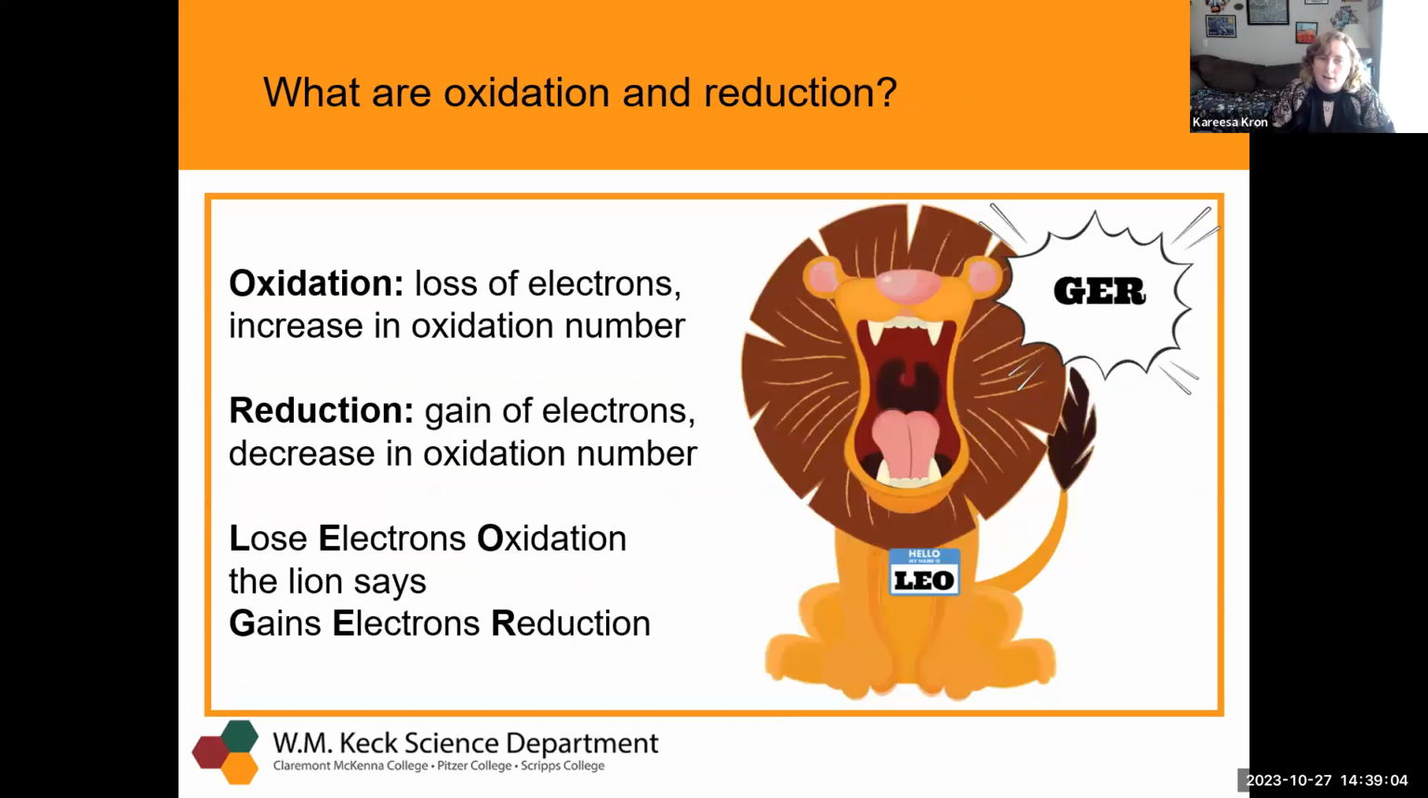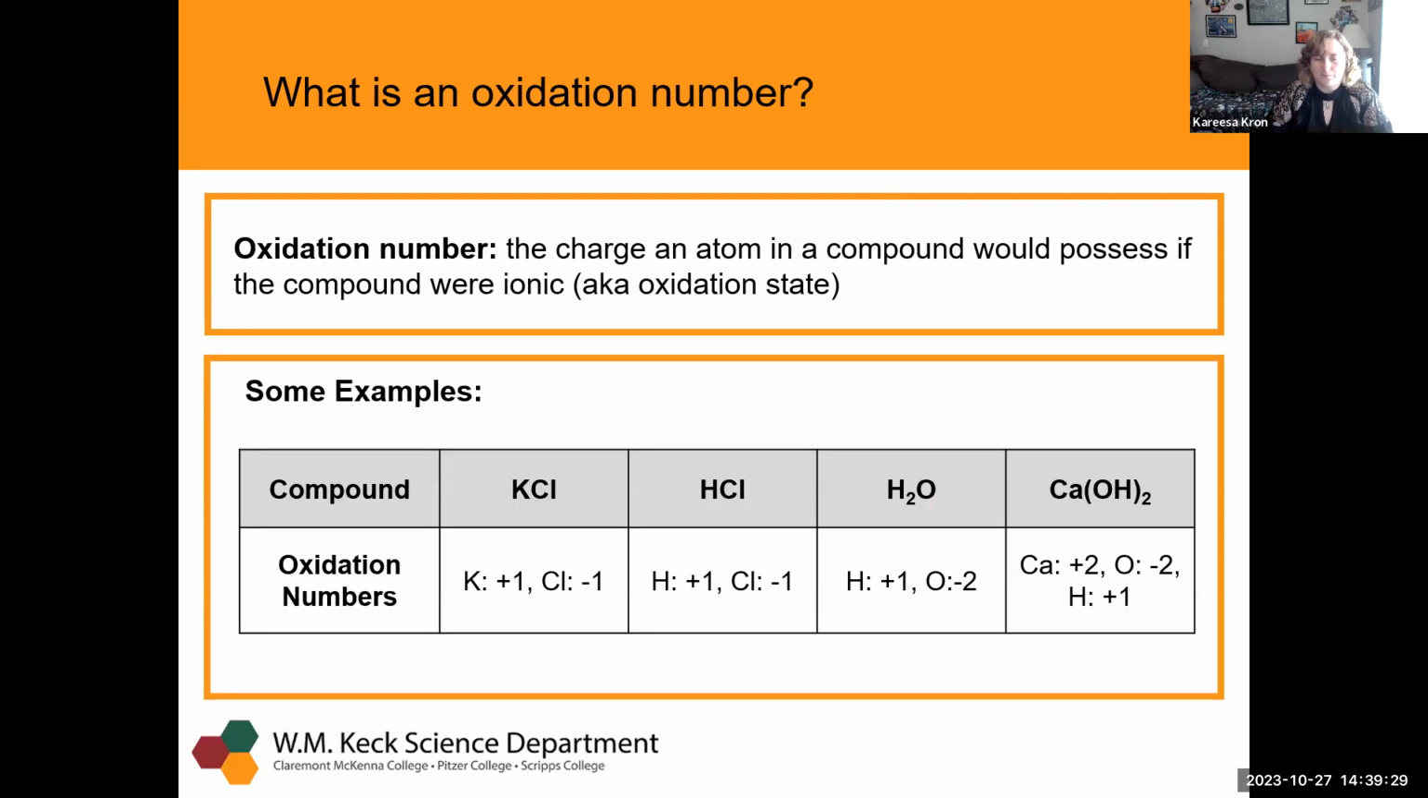And so I also mentioned that we're going to talk about oxidation state. And so when you have a loss of electrons, it leads to an increase in this oxidation number, which I'm about to define. Whereas with reduction, you have a decrease in oxidation number. And so this is another common definition you might see for oxidation and reduction, and it relies on you being able to define oxidation number.